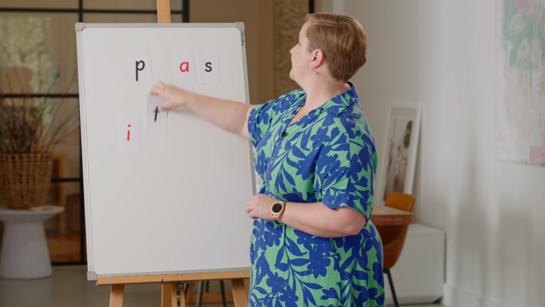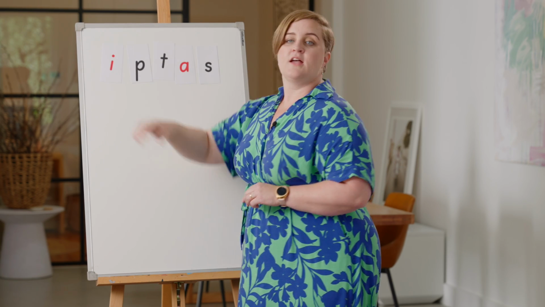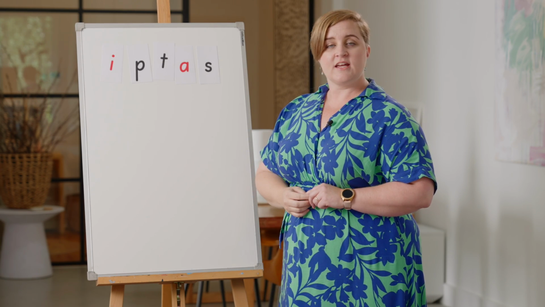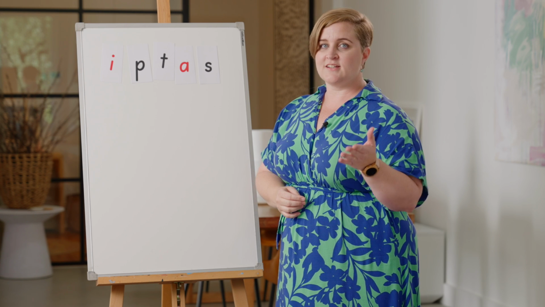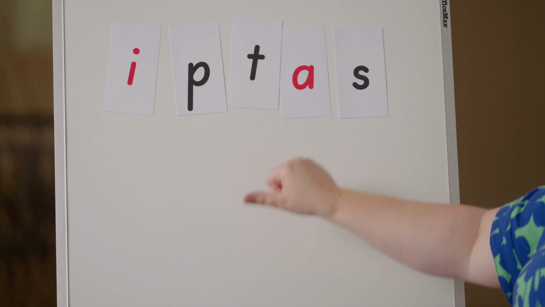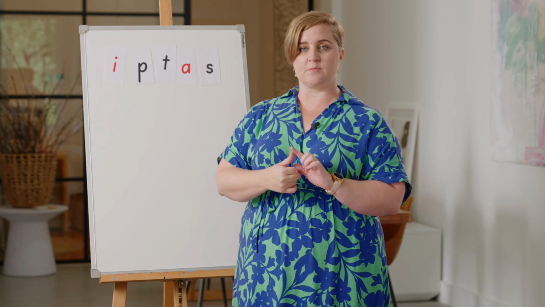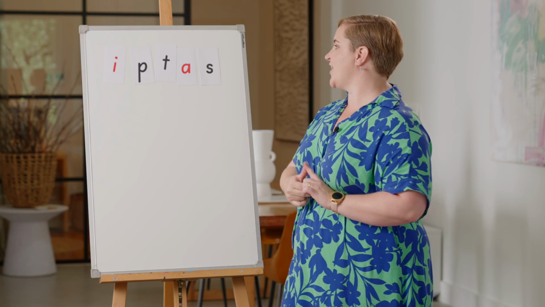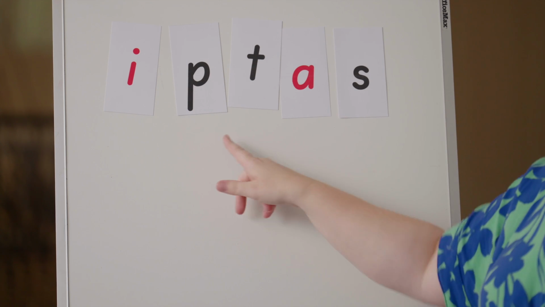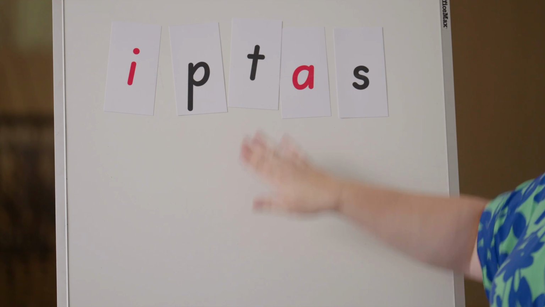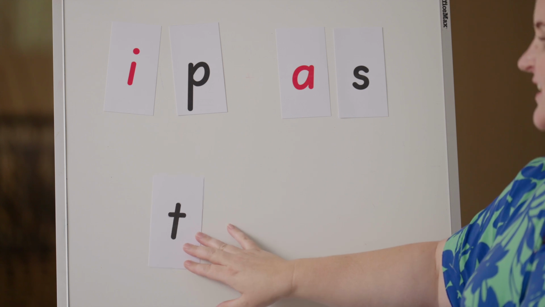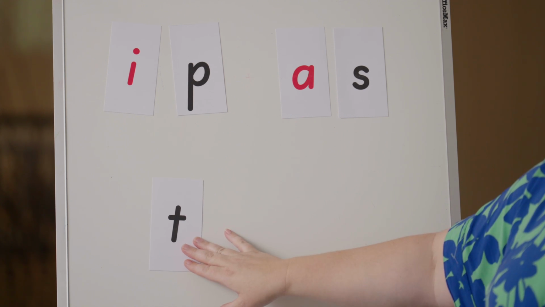Let's try another one. The next word that we're going to do is tip. Say tip. Let's tap it out. T, i, p. What's our first phoneme in tip? T. That's right. Which letter do we use to spell t? Good. The letter T. Drag it down and say t. Well done.